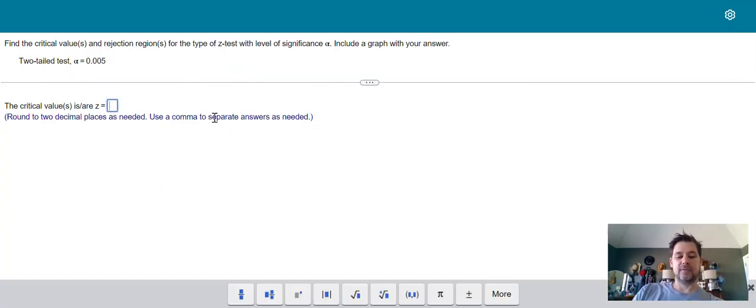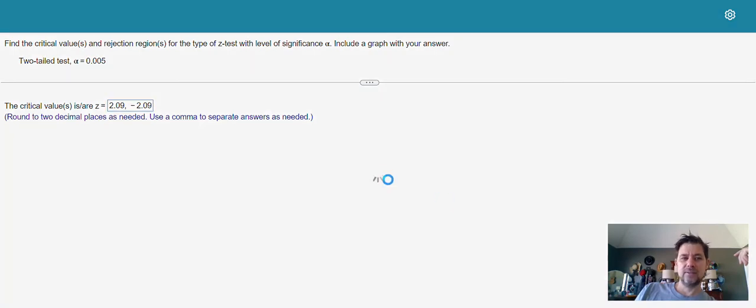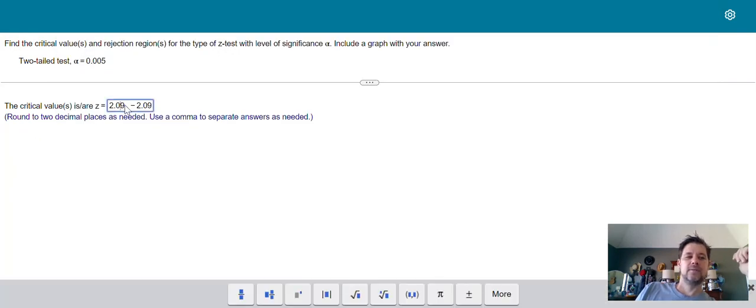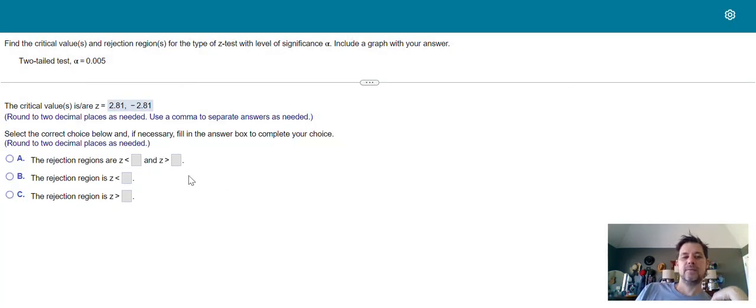So the critical values are 2.81, rounded to two decimal places. And then because the normal distribution is symmetric, there's another area on the left side of the curve that's a negative number, okay? So it's a two-tailed hypothesis test, so we'll get negative 2.81. Okay, so those are our numbers. Those are the critical values.